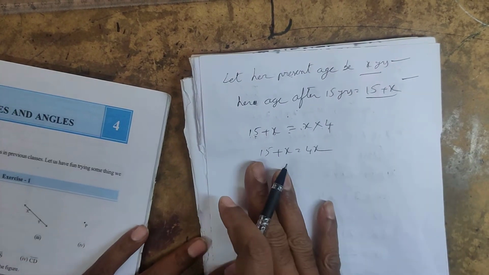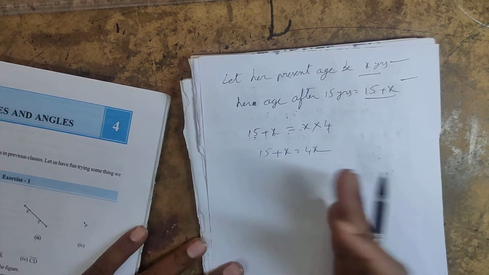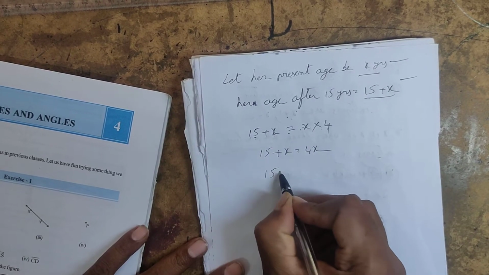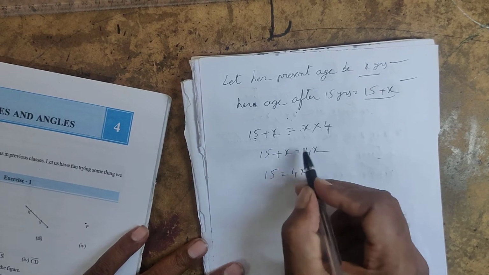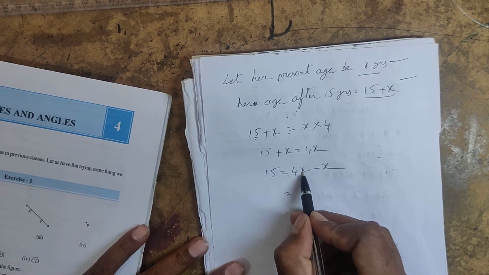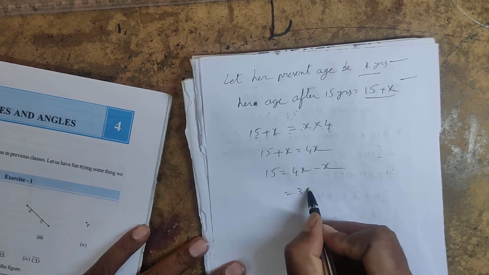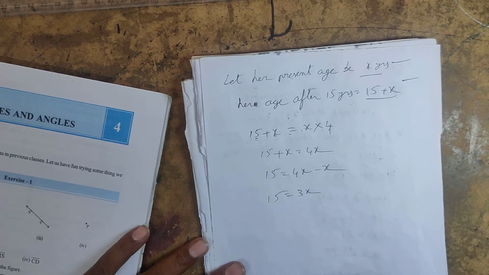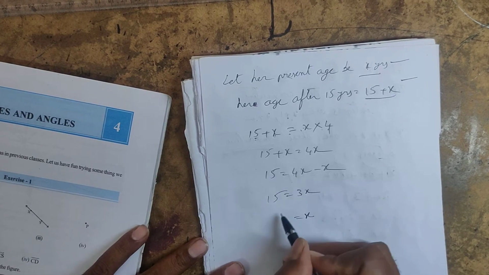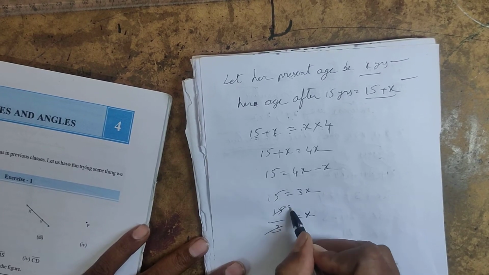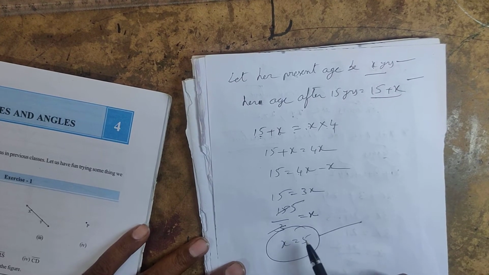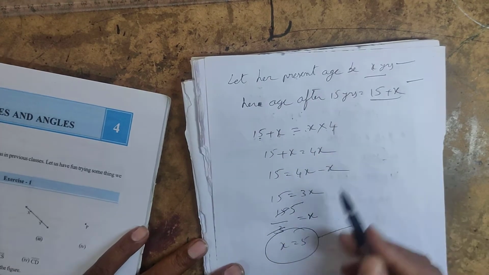What do you have to do? Variables to one side, numbers to one side. I already said to you. Okay. Then plus x take to that side. Here 15 is there. Already on the right hand side 4x is there. Plus x you are transposing to this side, minus x. From 4x, if you subtract 1x, you are getting 3x is equal to 15. I want the value of x. 3 is multiplying here. If you bring it to this side, it will divide. 3 1s are 3, 3 5s are 15. You got x is equal to 5. So present age of Hema is 5 years.